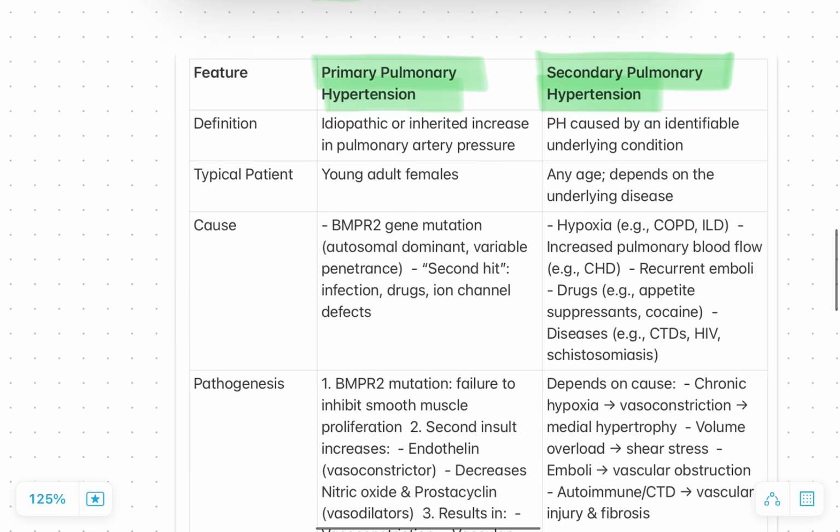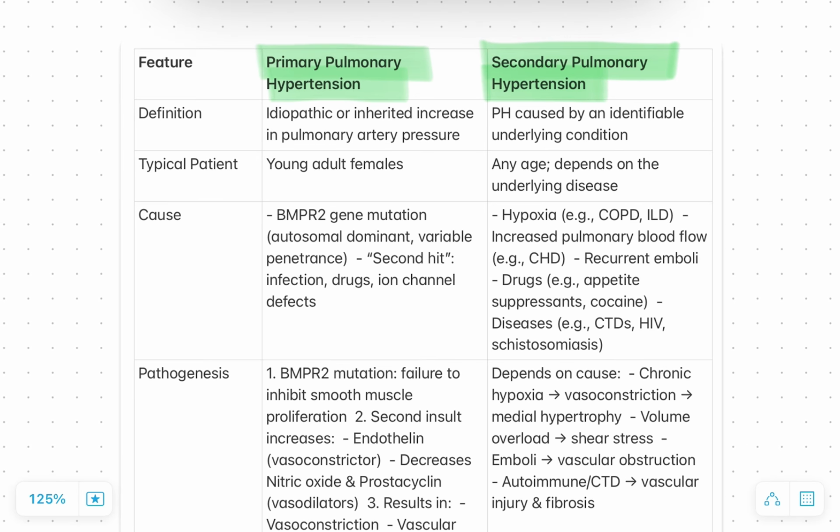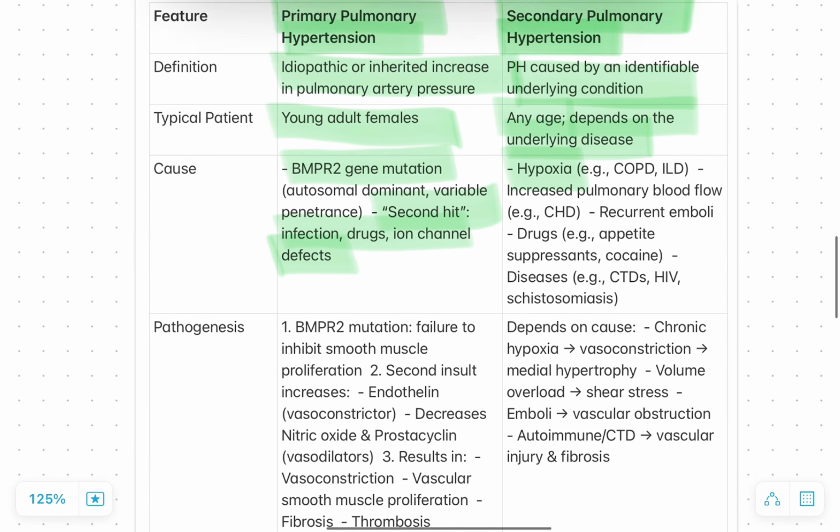So coming to the differences, first, primary is inherited or idiopathic, secondary is because of any underlying cause. The patients in primary will be young adult females, and in secondary any age, depending on the underlying disease. The cause in primary is BMPR2 mutation, and the triggers will be infection, drugs and ion channel defects. In secondary, it will be hypoxia, recurrent emboli, drugs and diseases like connective tissue disorders, HIV, schistosomiasis.